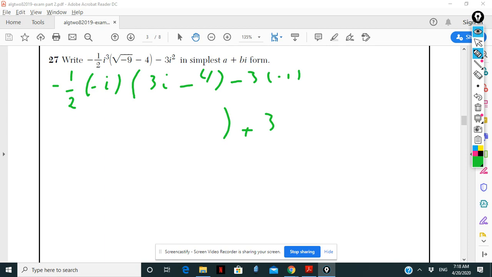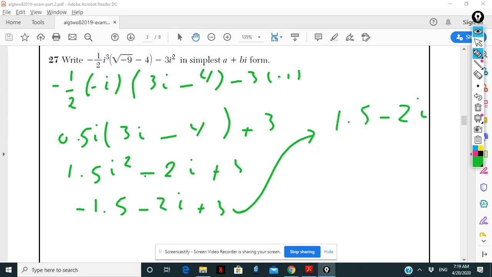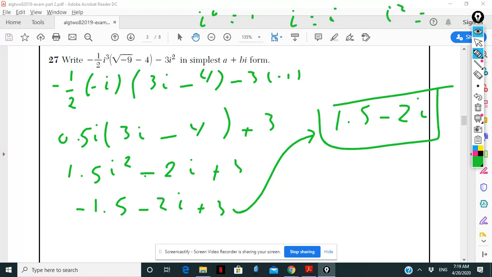Now I'm going to distribute, and with 1 second, I'm going to finalize. So that's half i. Now when I distribute 1.5 i squared minus 2i plus 3, i squared is negative 1, so negative 1.5 minus 2i plus 3 is going to give you 1.5 minus 2i. So that's the simplest form. I use that i to the power 0 is 1, i to the power 1 is i, i to the power 2 is negative 1, i to the power 3 is negative i.